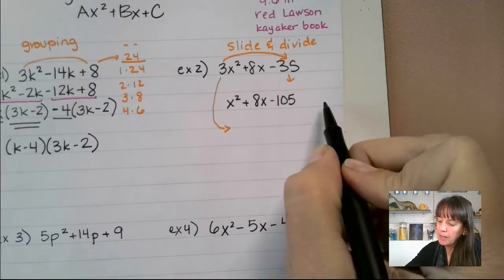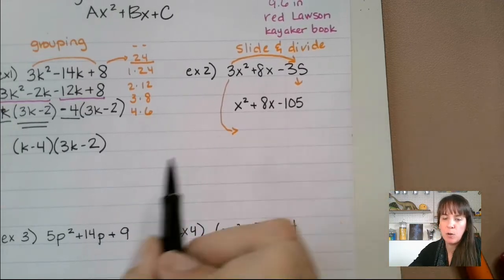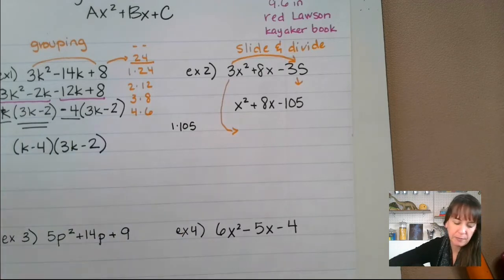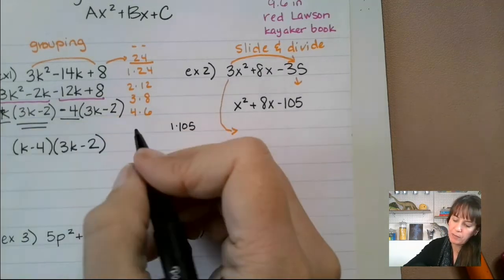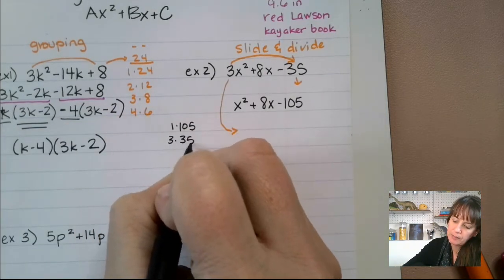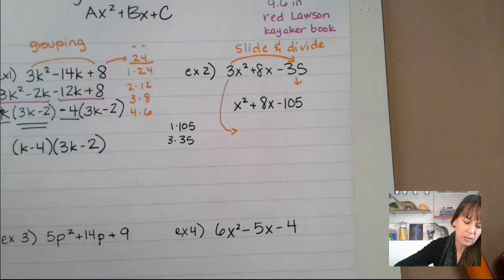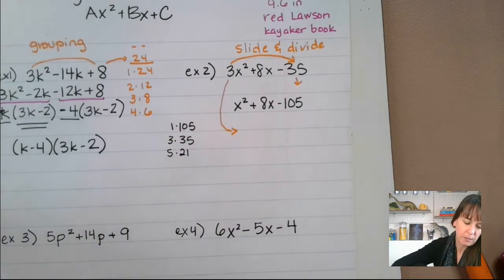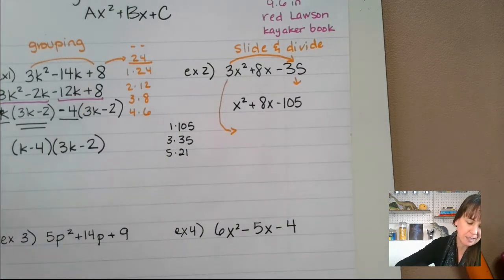Now, 105, we're going to need to do all of our factors of 105. I'm going to do it over here because I didn't give myself enough room. So we have 105, 1 times 105. We have 3 times 35. We have 5 times 21. We have, let's see what else we got. After 5 comes 6, not 6.